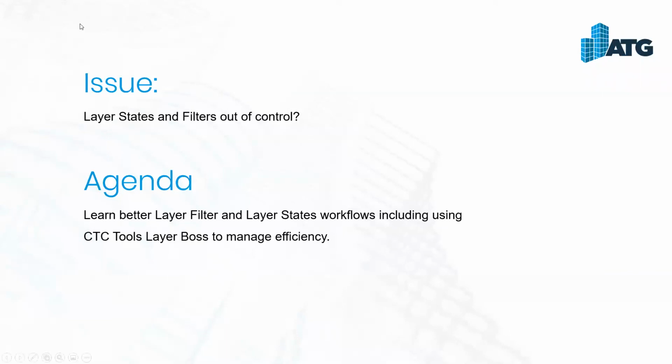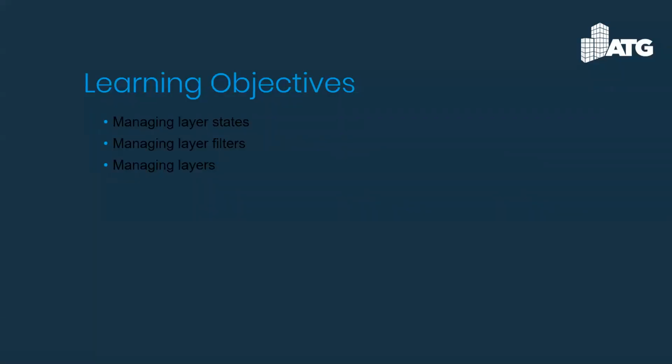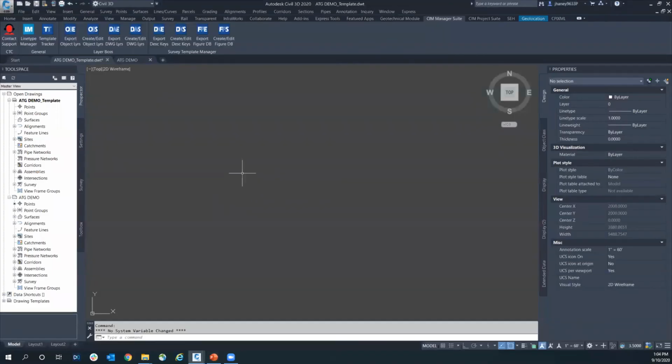The current issue we'll talk about is layer states and layer filters being out of control. Sometimes they get a little messy, right? Sometimes they're all over the place and people don't know where to begin to clean that up. So to continue our learning objectives, again, we'll be managing layer states, layer filters, and layers. With that, let's go ahead and flip over to our CAD.